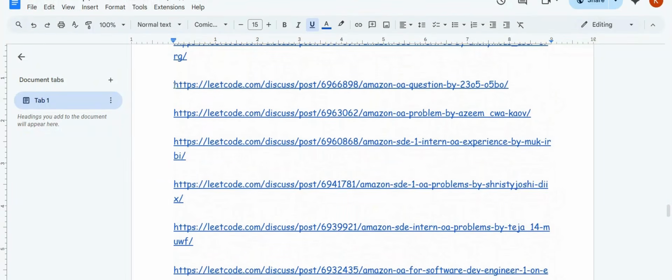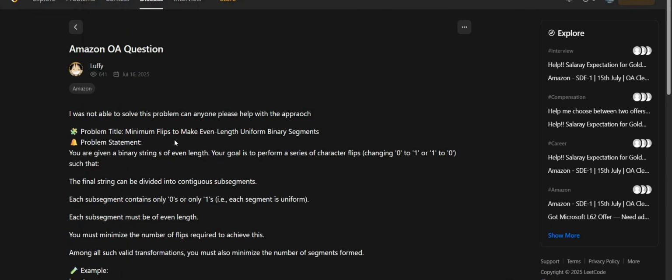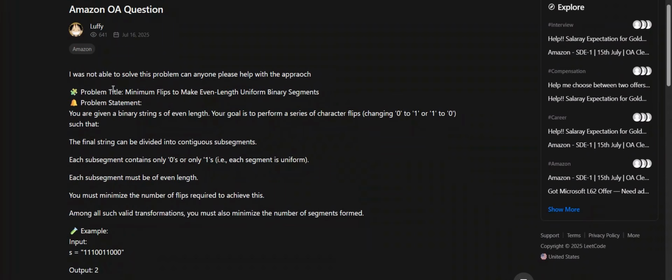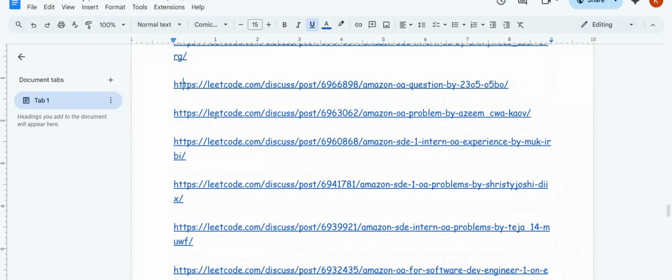Like guys, there are so many. You guys can go through it. You will know that again and again the same topics Amazon is asking. See, this is a binary string plus greedy problem, which is a little bit different than the usual version. Then if I open this problem up, let's open this up.